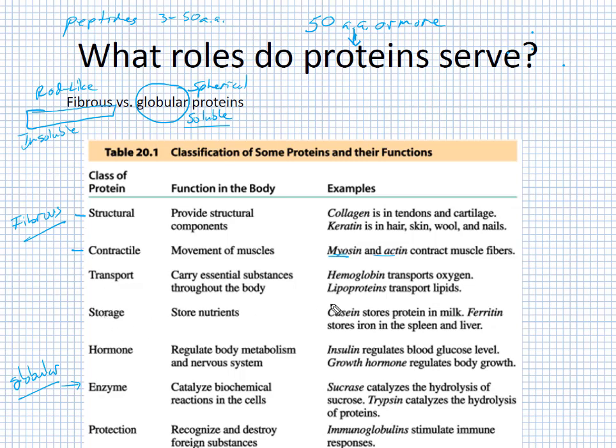Transport and storage proteins also tend to be globular. Hemoglobin is also globular. I'm sure there are some exceptions, and some proteins have a globular domain, so part of it will be globular and the other part will be fibrous.